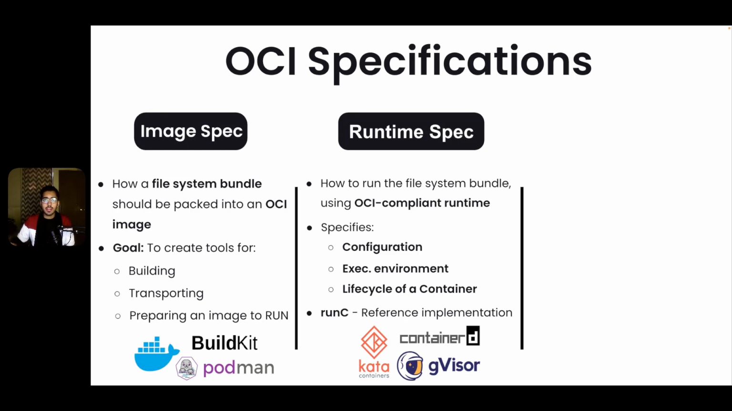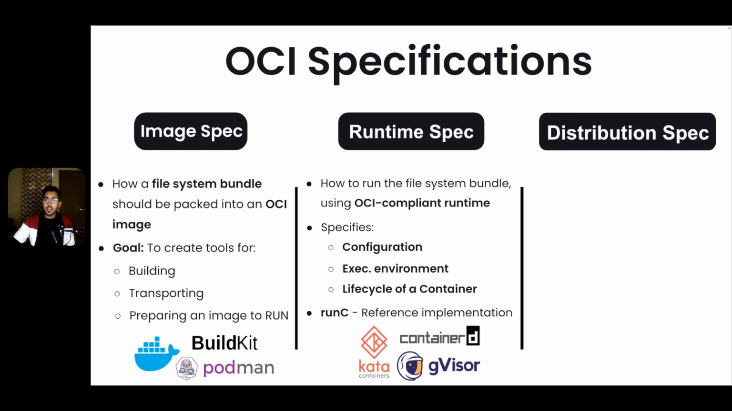So what have we covered till now? We covered how to make an image, right? We covered how we can run that particular image. Now what's left? The last is the distribution spec. And that is how we see how we can distribute that image, right? So if you see, we are actually going in order, right? We created an image, we ran that particular image, and now we are concerned with how we can distribute that image. So the distribution specification actually standardizes the API for image distribution, right?